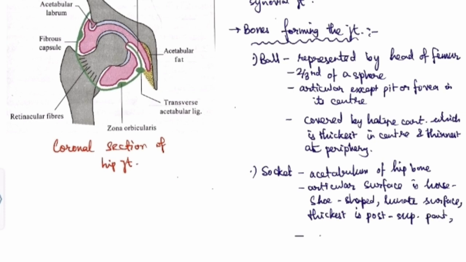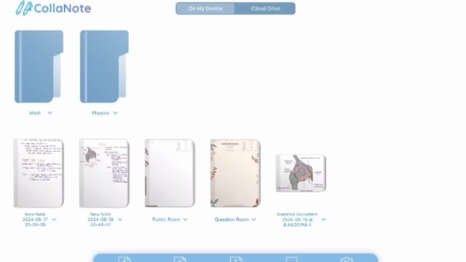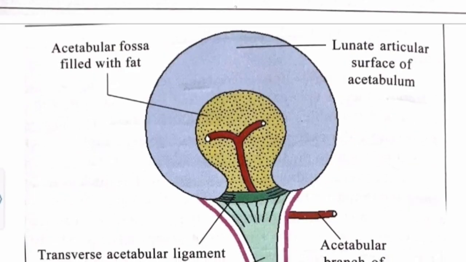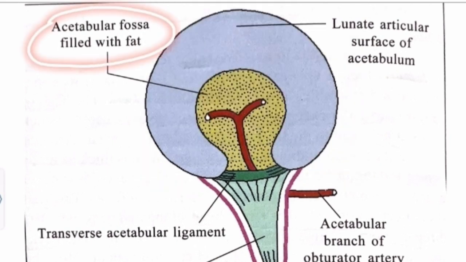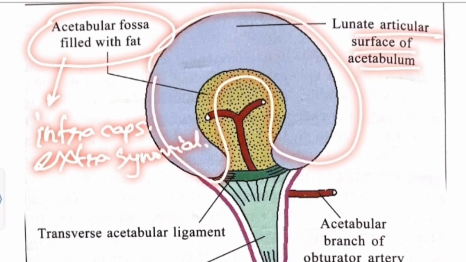Finally, the floor is non-articular, also known as the acetabular fossa. It is filled with fibrofatty tissue. I'll go back to that image again. Acetabular fat is an important point: it is intracapsular but extrasynovial. This image is superb and describes the acetabular fat. So I hope you remember that this is intracapsular but extrasynovial. This part is the articular part, the lunate articular surface of the acetabulum.